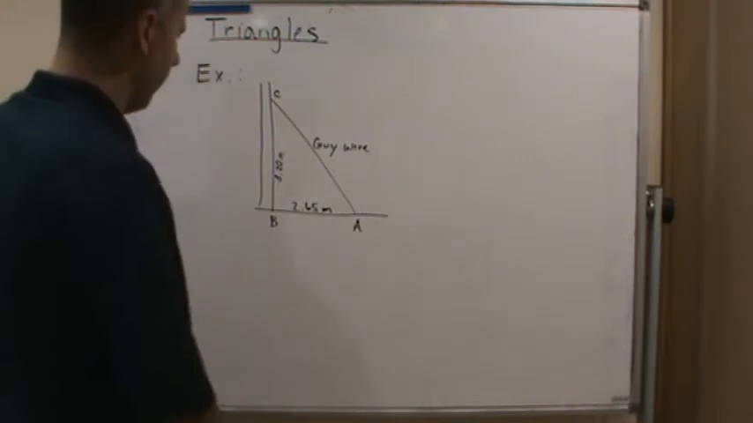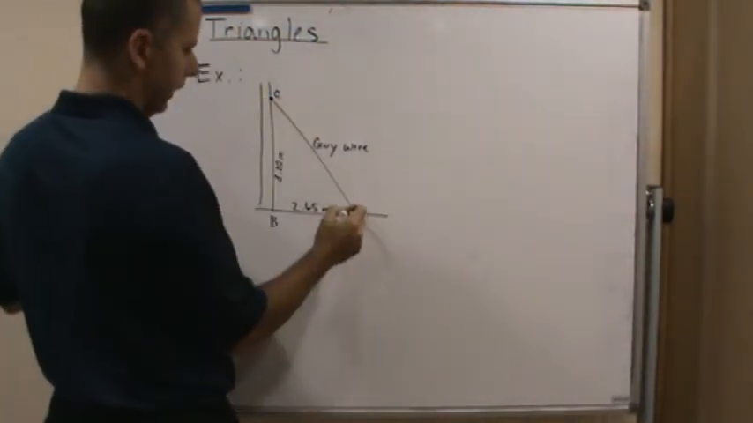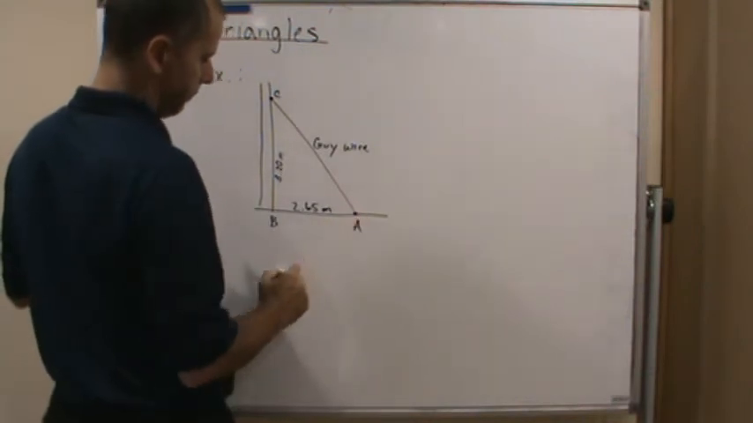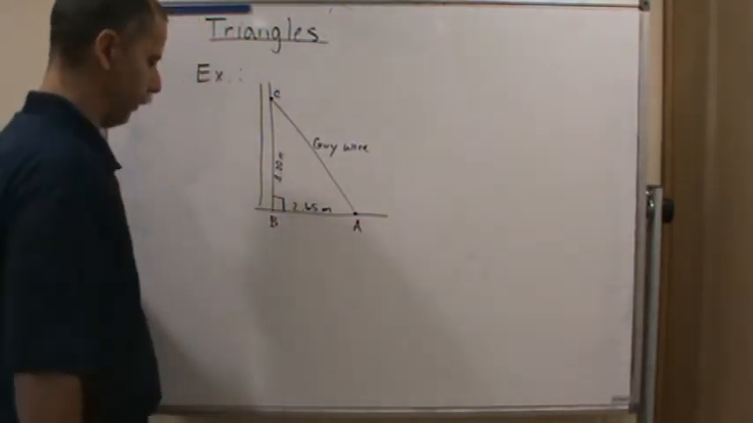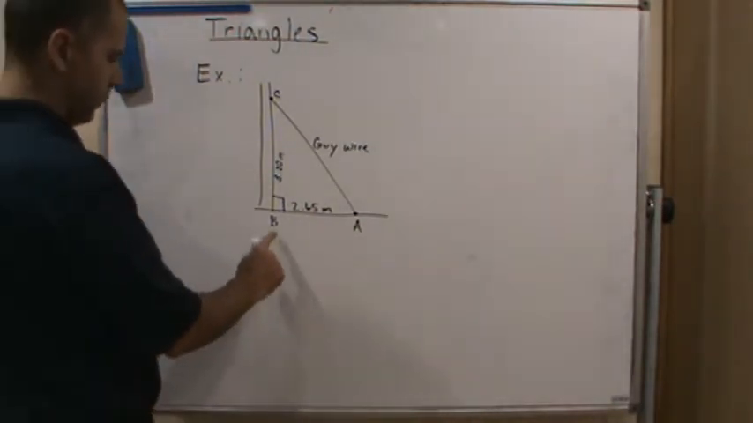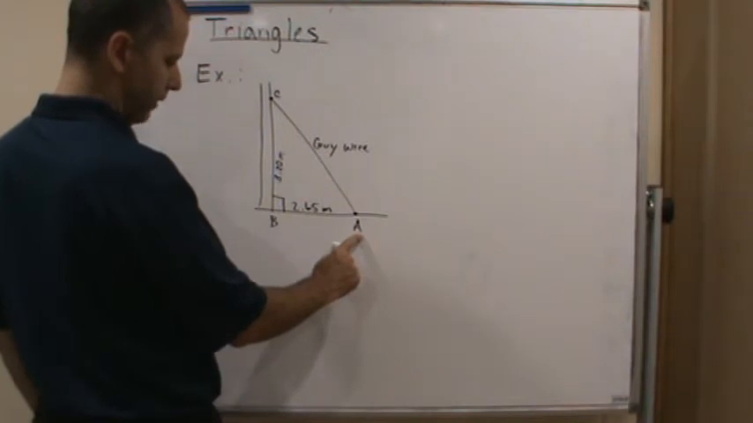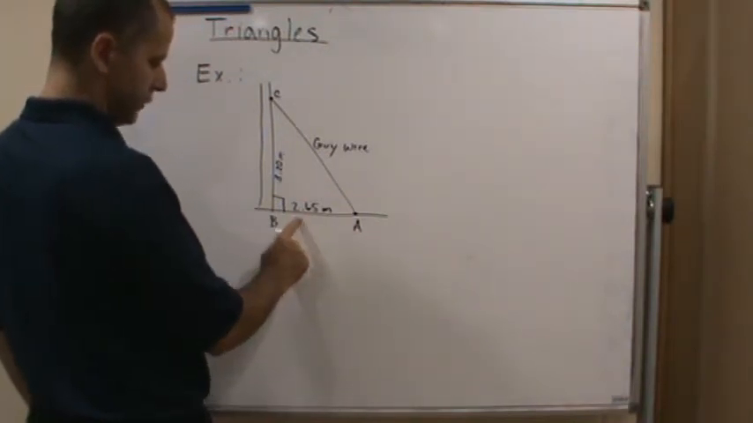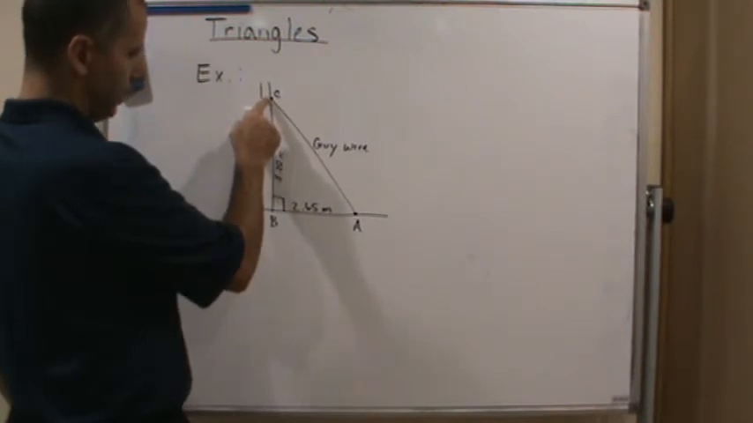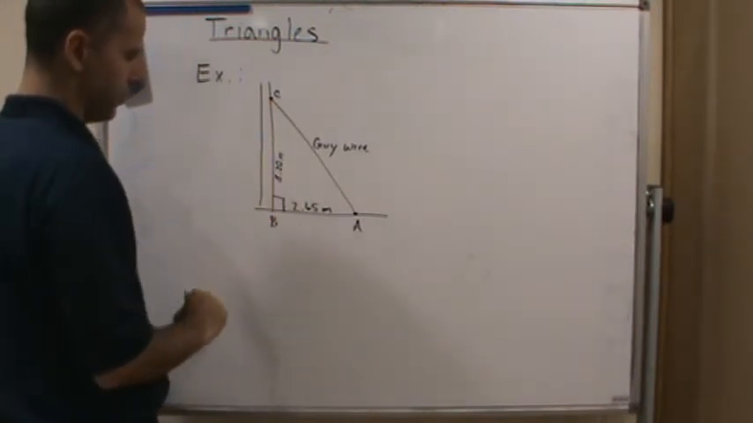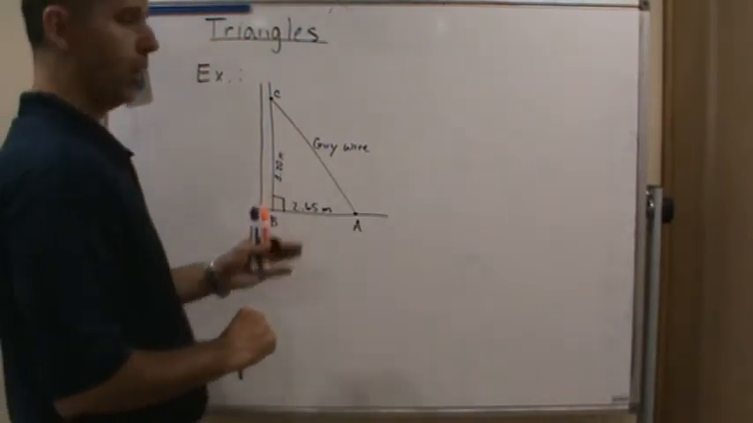So I've got a guy wire that's attached here and attached here. The pole is perpendicular to the ground, and the distance from the pole to where it's tied down on the ground is 2.65 meters. The guy wire is attached to the pole 3.2 meters above the ground. Okay? And so we want to find out how long the guy wire is.